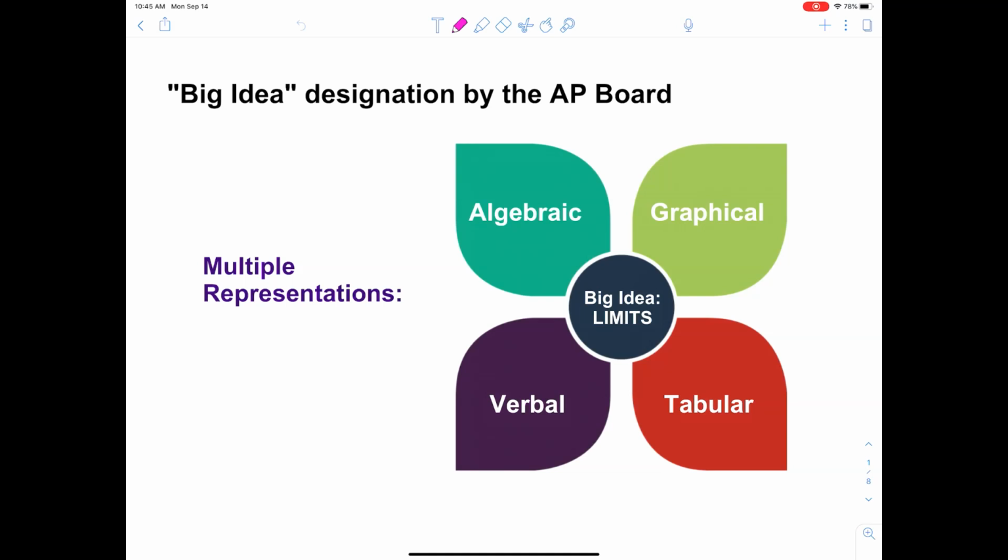And whenever they introduce a big idea, they're going to want to represent it in as many ways as possible. So in all cases of the big ideas, they are going to want to represent it in an algebraic, a graphical, a verbal, and a tabular way. Tabular means table. Today, we're going to introduce the idea of limits, and we're also going to discuss how to talk about them intelligently in normal English, and then we're also going to look at what they look like visually on a graphical representation.